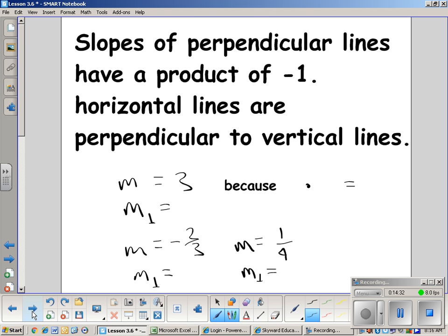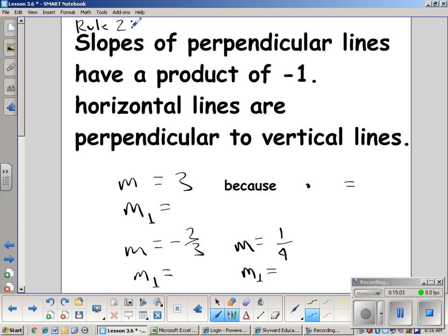Right, moving on. Slopes of perpendicular lines. Oh, sorry, this is rule 2. Someone last year said, you have rule 1 but no rule 2. Yeah, this was rule 2. Slopes of perpendicular lines have a product of -1. Horizontal lines are perpendicular to vertical lines.